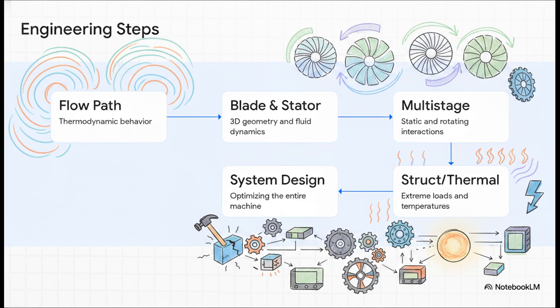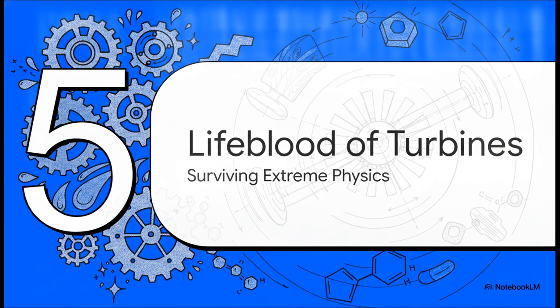Finding the perfect balance of cost, efficiency, and robustness requires immense computational power before a single piece of metal is ever even cut. Let's move on and see how this builds into Section 5, the lifeblood of turbines, surviving extreme physics.